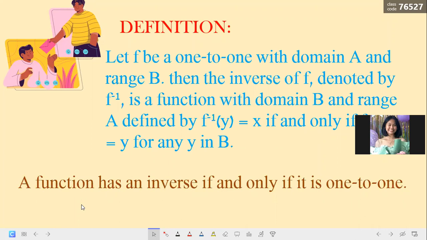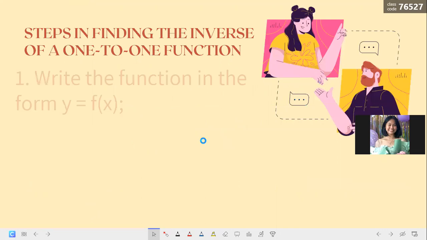Okay? And as we say, a function has an inverse if and only if it is one-to-one. Again, you can only find the inverse of a given function if the function is one-to-one. And that is the importance of the first part of the discussion. You need to clearly see how to determine whether a function is one-to-one or not. Kasi from that, you can easily find its inverse na. Because if it is not a one-to-one function, then it has no inverse.